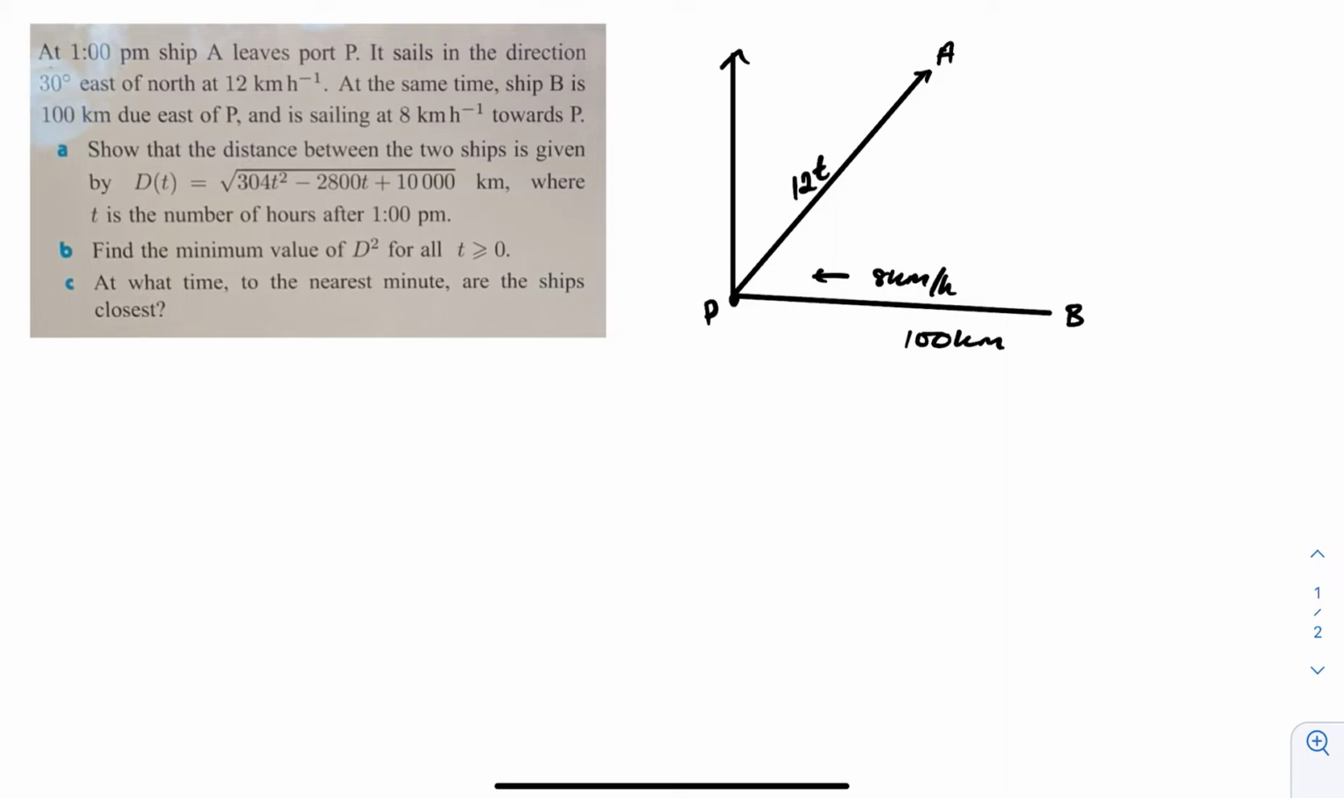Now, part A asks us to show the distance is given as the square root of 304t squared minus 2,800t plus 10,000 km. So this distance over here, we can represent as d for now. And we have to first find a way to represent PB in terms of a side length. Sorry, let me just label this 30 degrees. So PB is basically, at first it's 100 km, but after every hour it's going to be 8 km less because it's moving 8 km closer to P. So it's going to be represented as 100 minus 8t, where t is the hours, obviously.